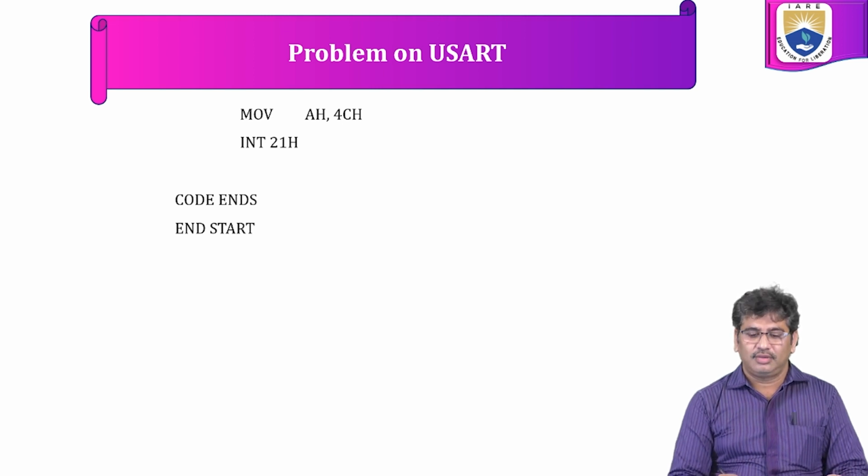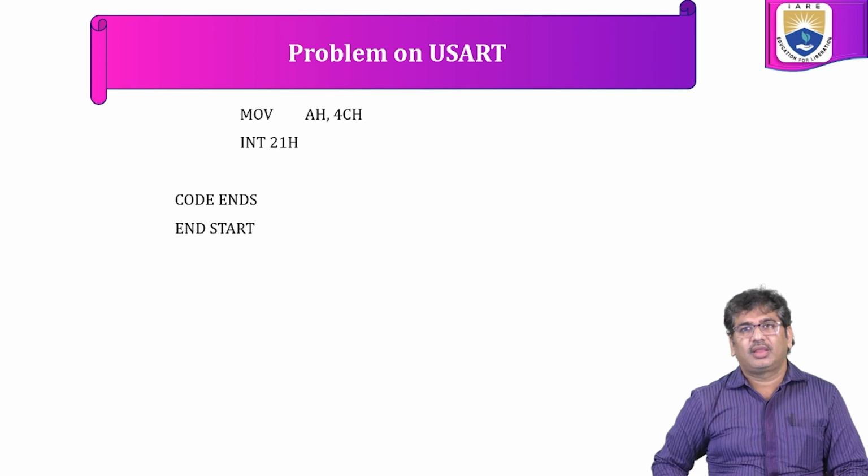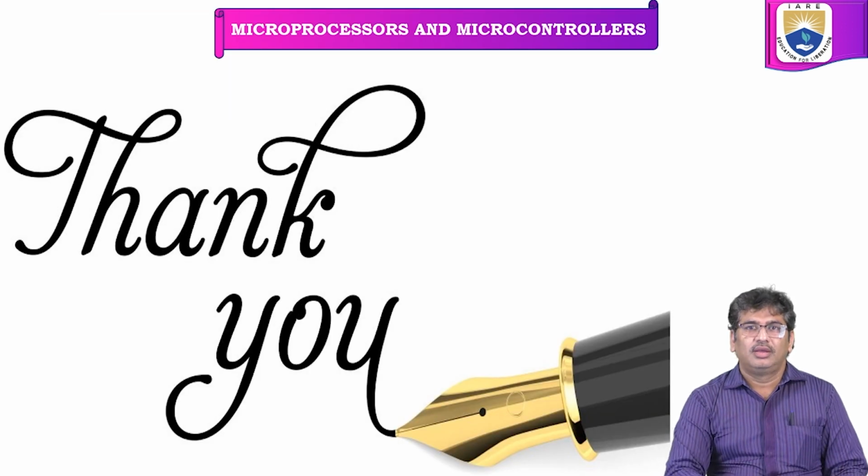So this is the program for receiving 100 bytes of data with the given specifications into the given targeted memory location. So in this session, we have discussed the interfacing of the 8251 USART, Universal Synchronous Asynchronous Receiver Transmitter, with 8086. Two programs we have done. One is for transmission of 100 bytes of data. The second one is receiving of 100 bytes of data with the given specifications.